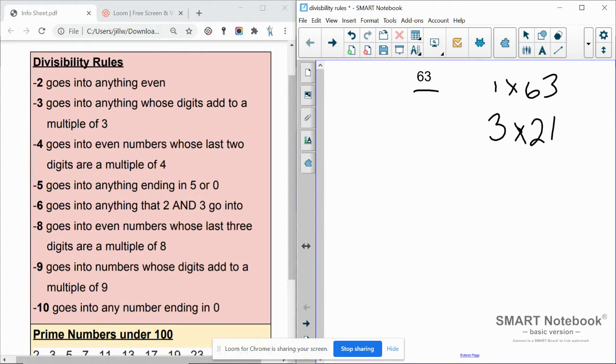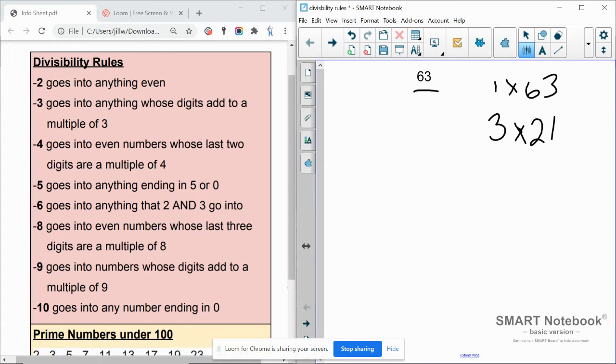Okay, so I move on to the next rule. The next rule is 4. It has to be even first, and 63 is not even, so that doesn't work. Go on to 5. 5 goes into anything that ends with a 5 or a 0. 63 does not. Next, I check 6. For 6 to go into it, 2 and 3 both have to go into the number. 3 goes into 63, but 2 does not, so 6 does not. Now we check for 8. Again, it has to be even, so right away it doesn't work.